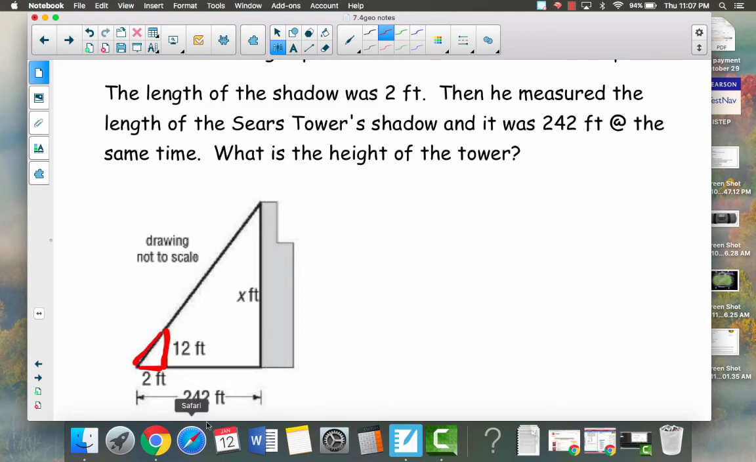And then it said later, or at the same time of day, he measured the Sears Tower shadow and found that it was 242. So that's this whole length right here. It was the whole bottom part. And what they want to know is, what's the height of the Sears Tower? So what we're looking for is this that I just marked on in green. So notice we have two triangles here. We have this little tiny one in red, and then we have this whole big one in green that I just marked over. So we know they're similar, all right?